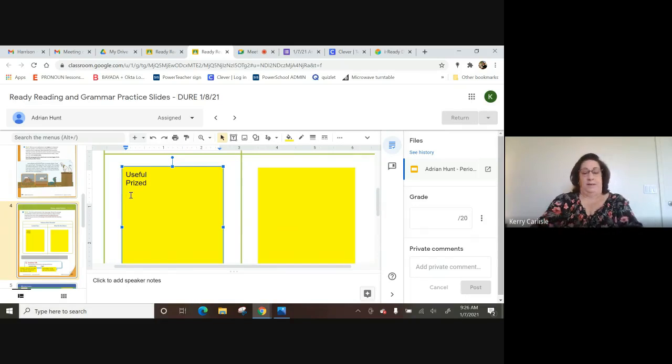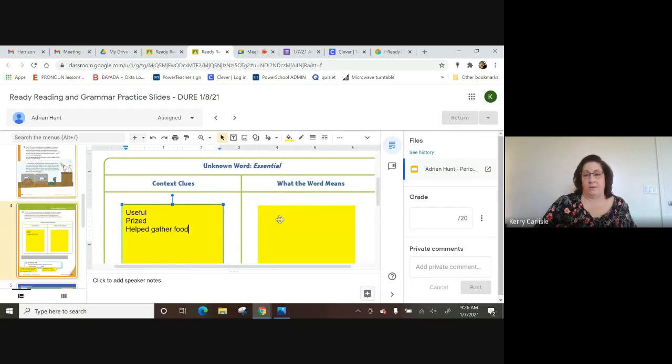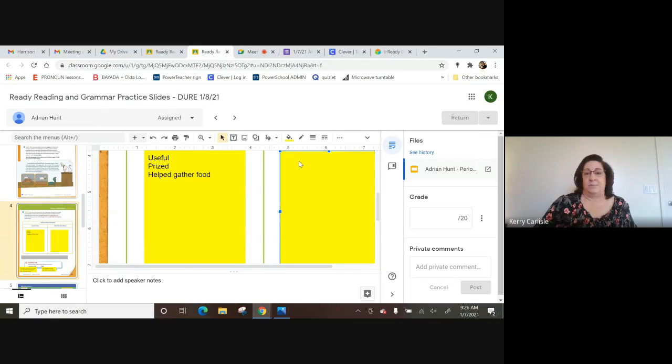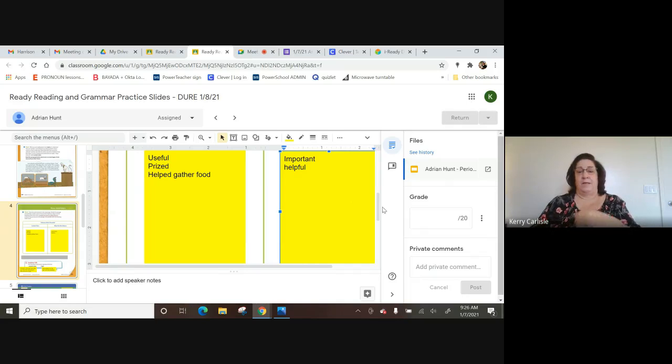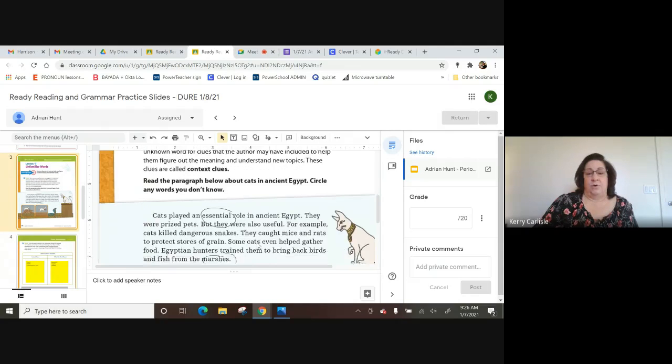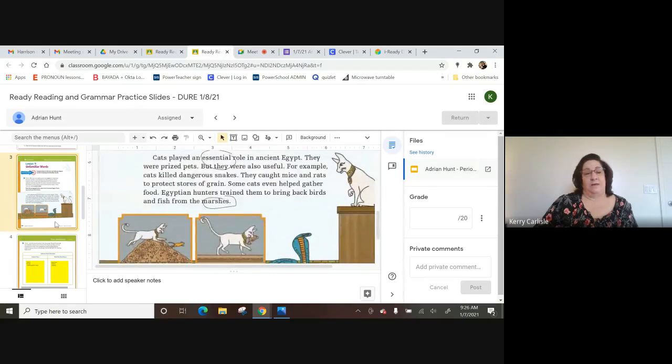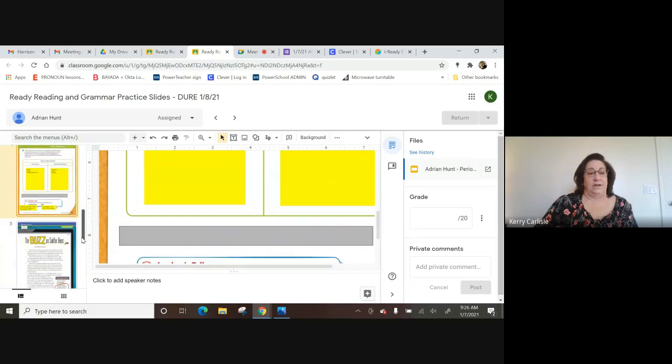So another thing, they helped gather food, is a little phrase that helps you to understand how essential, how important they were. So what does essential mean, right? It means that they were important. It means that they were maybe helpful, right? Essential was something that was needed. They needed these cats, right? Essential. So they had an essential role. I thought it was interesting. You could help the cat figure out how to bring food back for you.